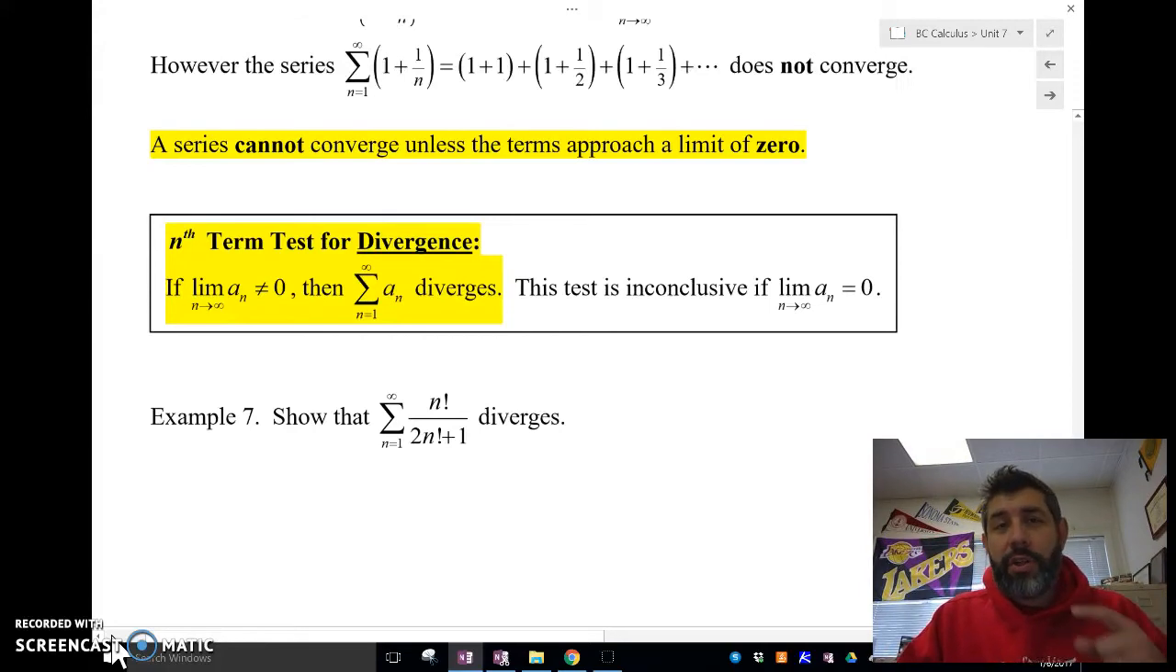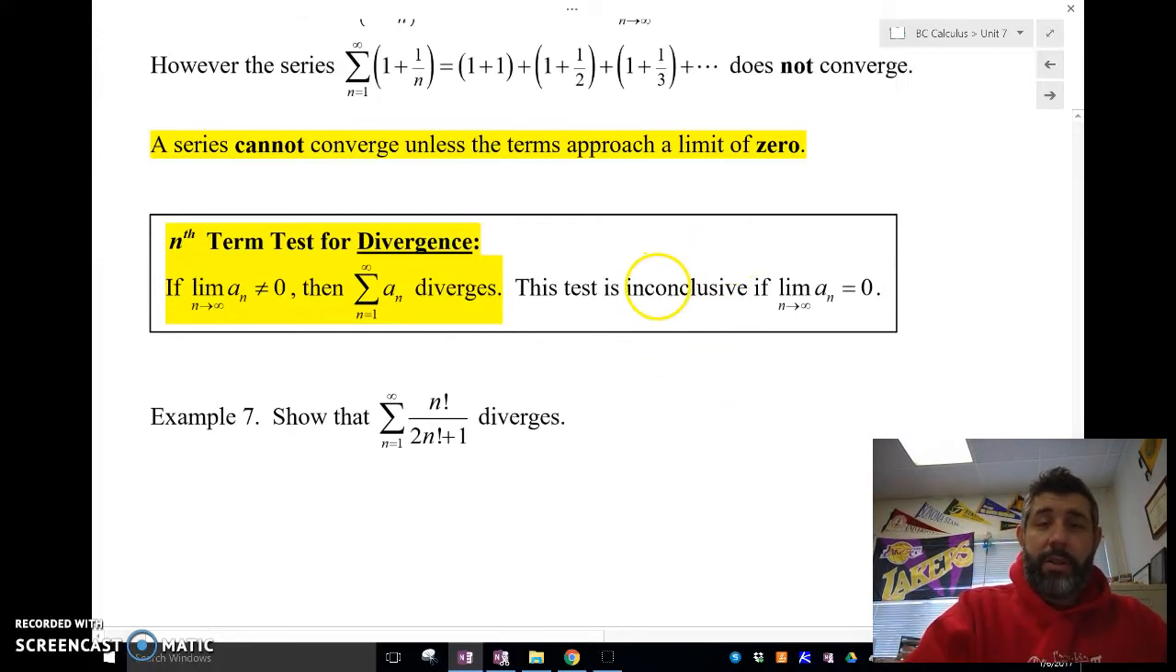So the nth term test for divergence is that if the limit as n approaches infinity of the sequence is not equal to 0, then the series diverges. If in fact the limit as n approaches infinity of that sequence is equal to 0, then the test is inconclusive and we cannot tell if the series diverges or converges. Okay? Sorry, it's really important that you understand that.